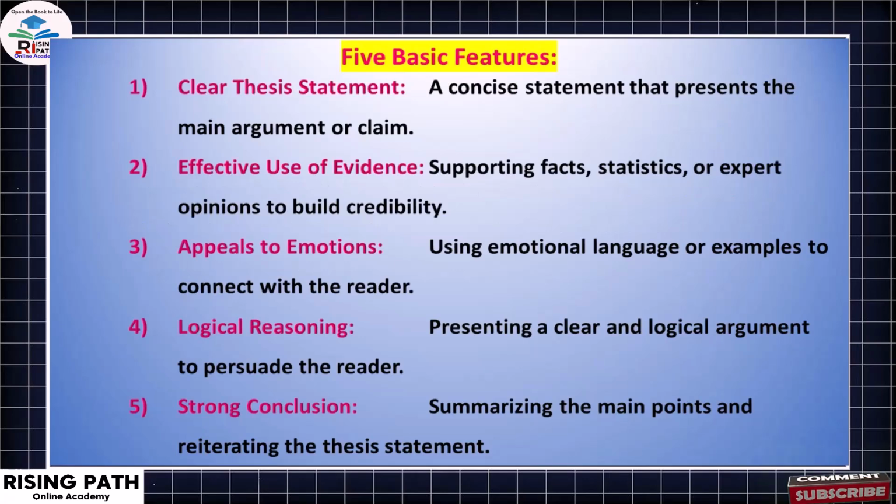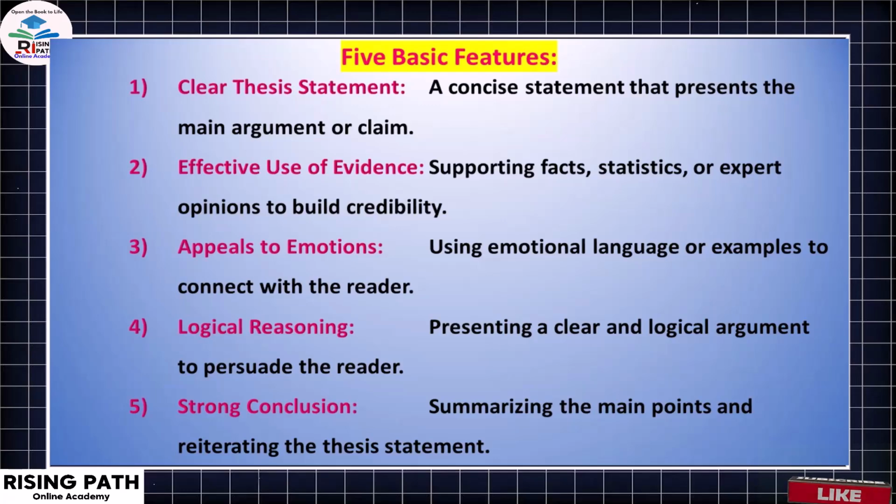Number 1 is a clear thesis statement. What is a thesis statement? That is a concise statement that presents the main argument or claim. Then we have the effective use of evidence, supporting facts, statistics, or expert opinions to build credibility. Number 3 is appeals to emotions, using emotional language or examples to connect with the reader.